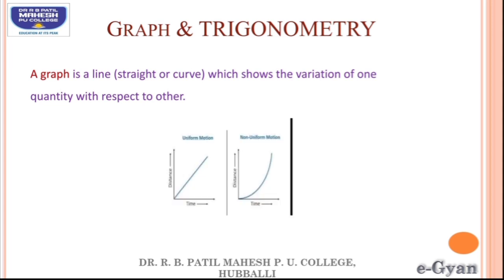This picture gives a clear idea about graph. Here we have a graph, distance versus time, and one graph is plotted for uniform motion and the other one is plotted for non-uniform motion. For uniform motion, we get a linearly straight line, and for non-uniform motion, we get a curved path.